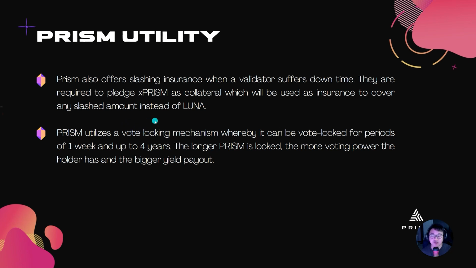Prism also has a VE model, or a vote locking mechanism model, where you can lock your Prism for a longer period of time, from 1 week all the way up to 4 years, and the more you lock, the more voting power you have, and the bigger the yield payout you will get.